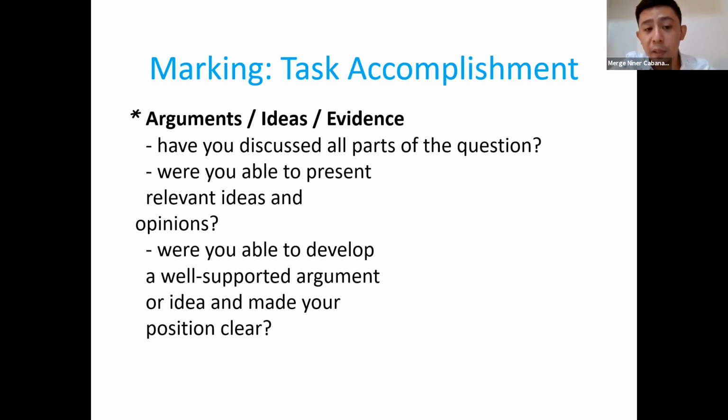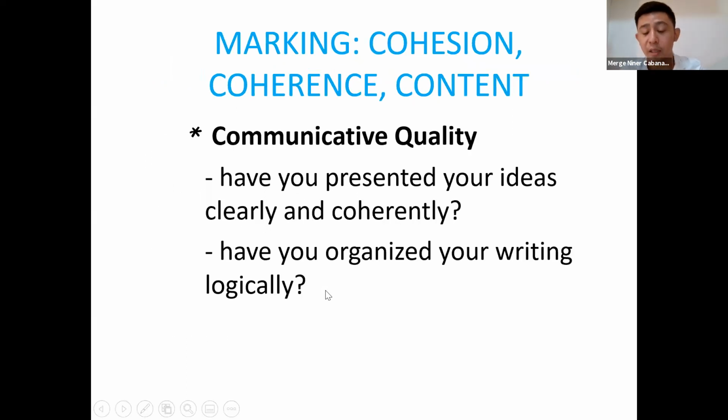Were you able to present relevant ideas and opinions? That's why we need to get as much information as possible from news websites, newspapers, and books, because we want to make sure that our ideas are relevant and our opinions are valid. We also need to develop a well-supported argument, and we want to make our position clear. If we are going to argue, we make our position clear, and we present relevant ideas to back up those presentations. That is how your task accomplishment is being measured.